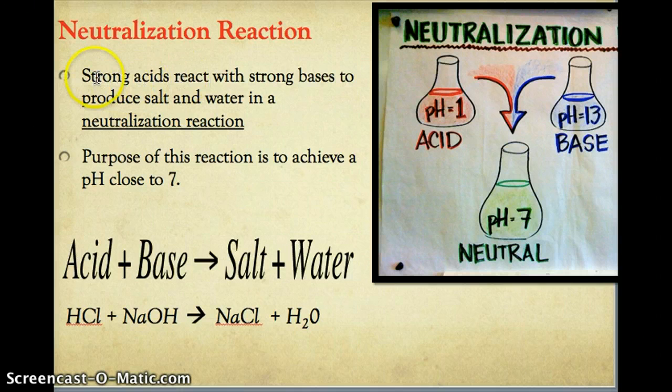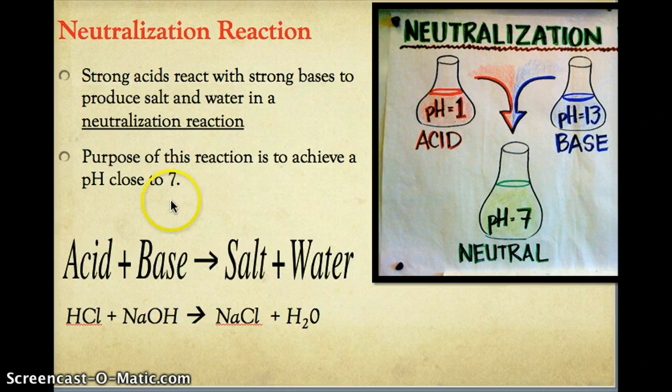So for example, a strong acid is going to react with a strong base to produce salt and water. This is called a neutralization reaction. But what is the purpose? What is the purpose of mixing a strong acid with a strong base? Well, the purpose of it is to achieve a pH close to 7. You can't dump a strong acid down the sink. You can't dump a strong base down the sink. You have to neutralize it, and then you could dump it down the sink so that it's safe.